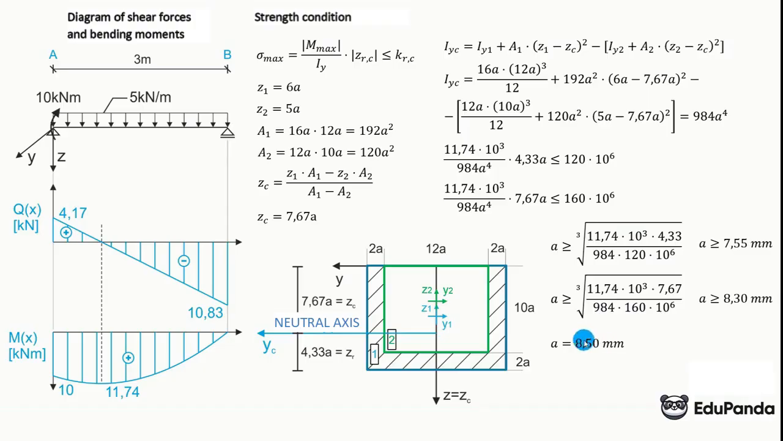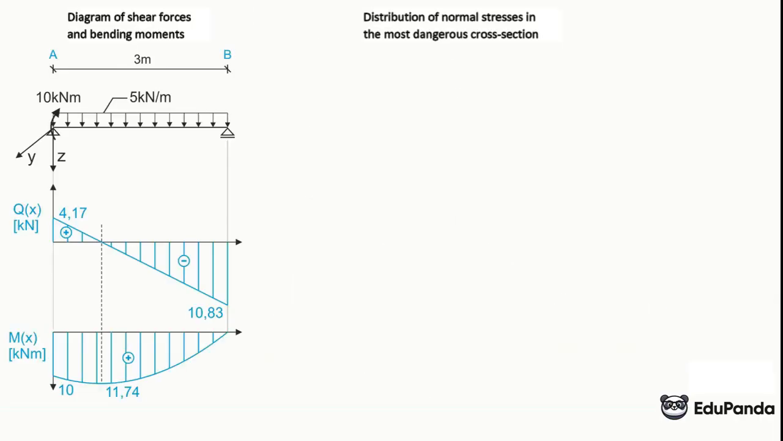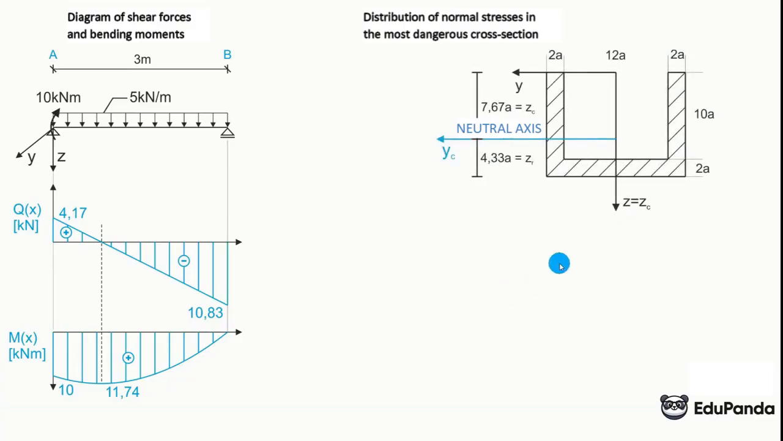Having dimensioned not the area but this dimension a, we can now calculate the distribution of normal stresses. That is the distribution of normal stresses in the most stressed section. So again, we have our section, it's known. Looking from the right side, that is the rule.